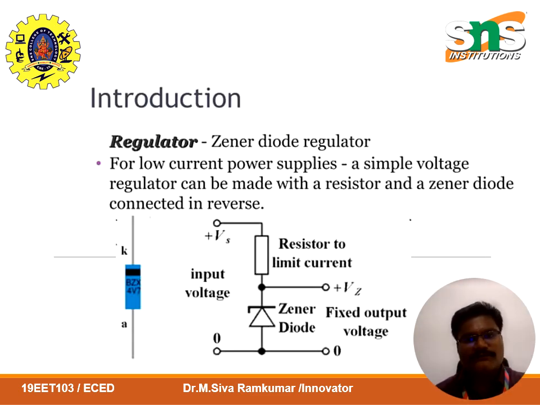Let's look at one of the simplest voltage regulators, the Zener diode regulator. This is perfect for low current power supplies. It uses a resistor to limit the current and a Zener diode in reverse bias to clamp the voltage at a constant level, typically in the range of 4.7 to 5.1 volts. When the input exceeds the Zener voltage, it maintains a fixed output by conducting in reverse. It's cheap and effective for small circuits.